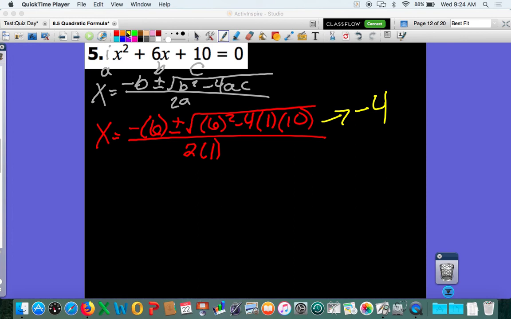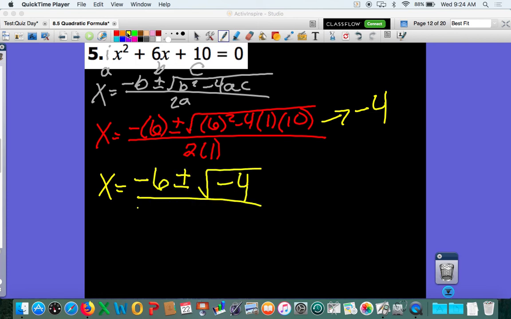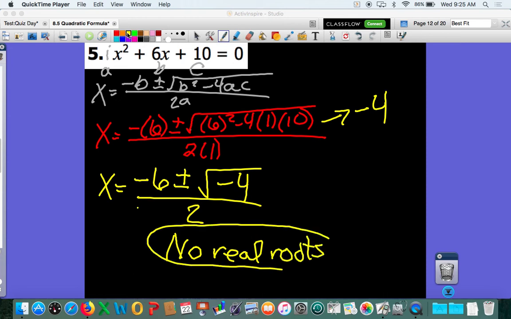Think back to the last lesson. Our discriminant of -4 tells us that we will have no real solutions. So let's simplify. So x equals -6 plus or minus the square root of -4 all over 2 times 1 is 2. Since I have no real solutions, I cannot solve this any farther. So I'm just going to write my answer of no real roots. And that would be my answer. Make sure you simplify and keep it all together, then I can't solve it anymore, so I am done.